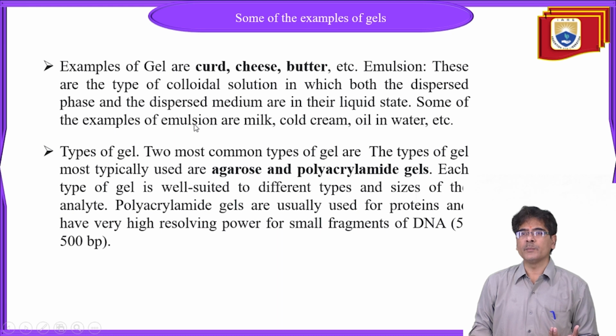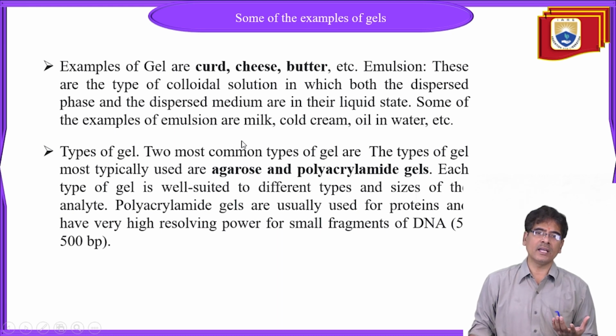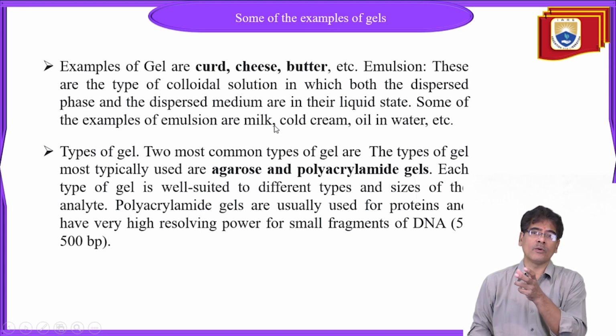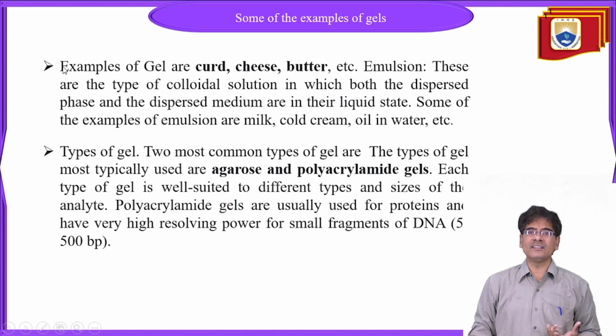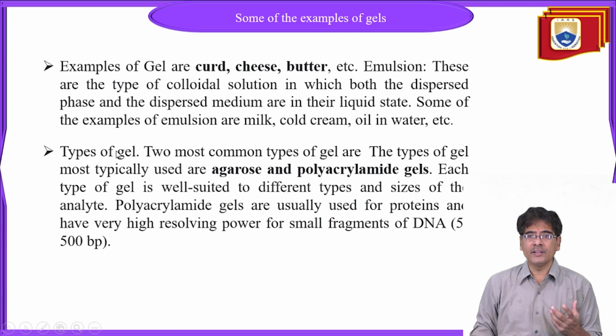Some of the examples of emulsion are milk, cold cream, which is like a gel, and oil in water, which shows interference, like thin films. So these are some of the examples of gel. There are different types of gels.